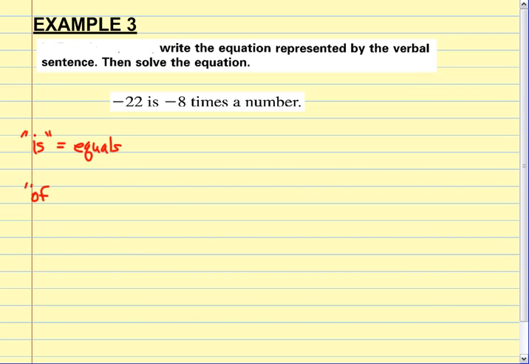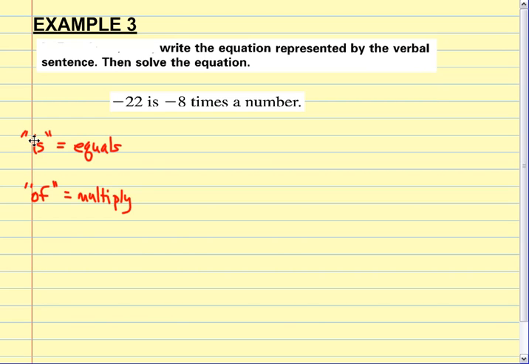The word of, what does the word of mean? You should know this. In math, what does the word of mean? Raise your hand. Harry? No. What does it mean, Paris? It means multiply. When I see the word of, I'm going to use multiplication, multiply. Okay? When we see a number, we just write the number.